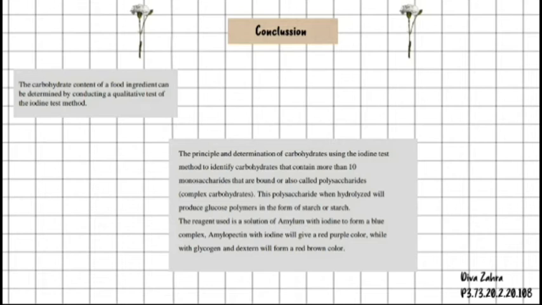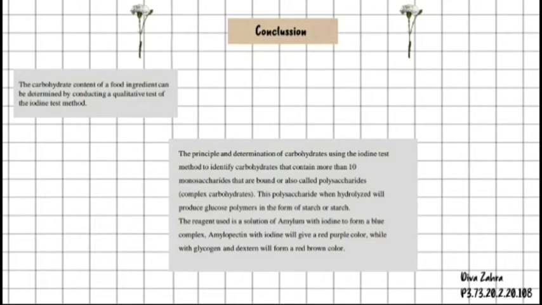And the last is the conclusion. The carbohydrate content of a food ingredient can be determined by conducting a qualitative test using the iodine test method. The principle of determining carbohydrates using the iodine test method is to identify carbohydrates that contain more than 10 monosaccharides that are bound, also called polysaccharides or complex carbohydrates.